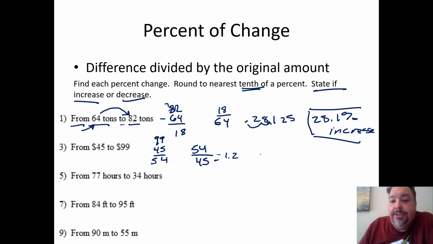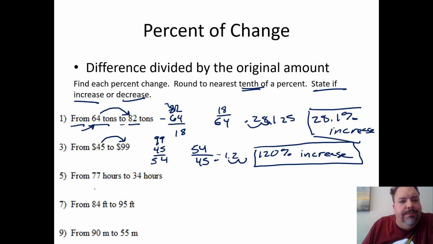And we want to make that into a percent. So that's going to be 120. Remember the decimal has to go 2 places over. So that's 120%. And again, to get from 45 to 99, did it go up or did it go down? Well, again, in this case, it went up. So this would be a 120% increase.